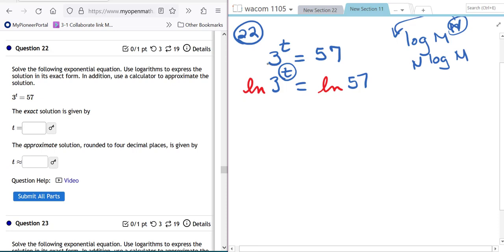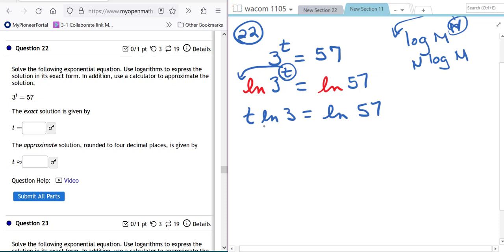Makes the t come down. You do have to watch their words if they specify how this exact one is supposed to look. They did not use the word common log. They just said logarithms, so it should accept either one. That change of base is the one that will switch it up on you.